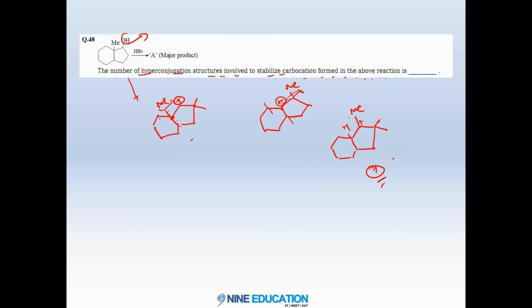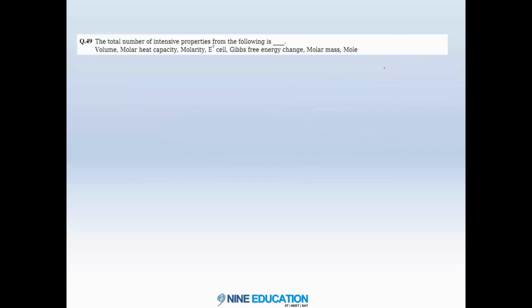I don't think anywhere else it is possible. This is happening because the positive charge is present where the methyl group is. So I think that's the reason why the answer is given as 7. So again, the same question, more or less repeated.